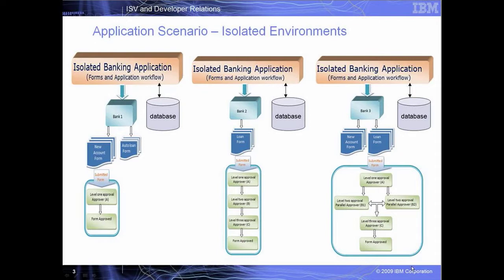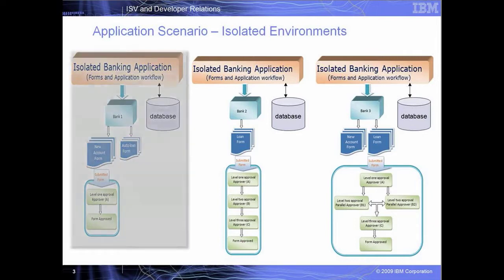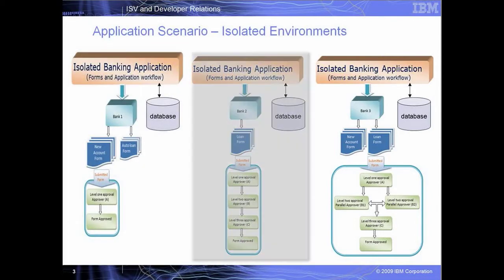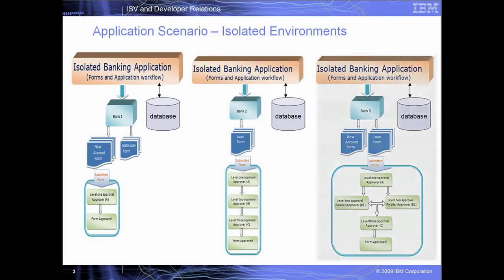This picture represents isolated environments for Bank 1, Bank 2, and Bank 3. Each bank or tenant has its own database, custom user interfaces, and custom development of forms and approval workflow processing. Bank 1 has simple linear approvals for new accounts. Bank 2 has serial approval flow for new loan requests. Bank 3 has a combination of parallel and serial approvals for new loan requests. Each of these scenarios requires custom development and hosting.